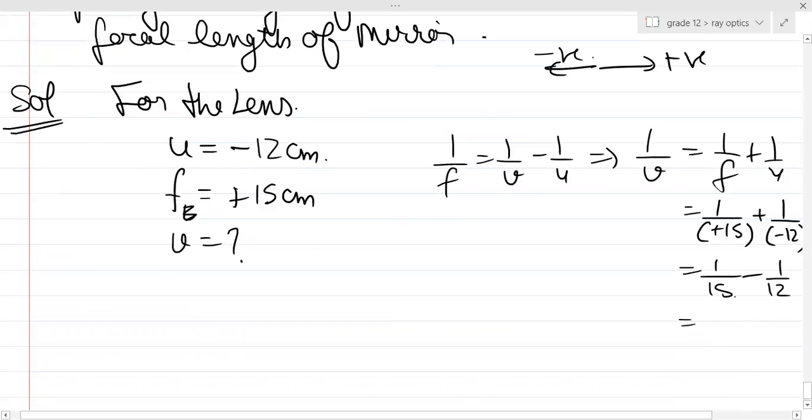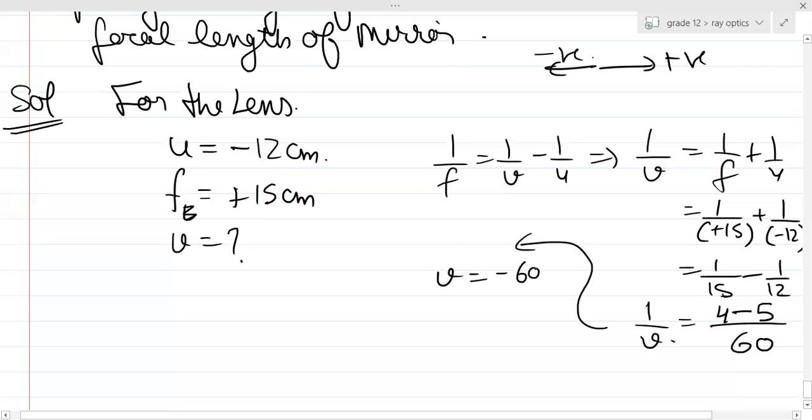And this will be how much? For 15 and 12, what is the LCM? 60, right? This comes 4 times. This comes 5 times. So basically, what is the final answer from here? v is equal to minus 60 centimeter. Yes or no? So where is the image formed due to the lens?